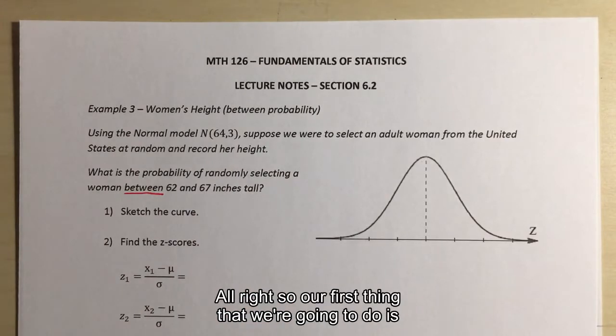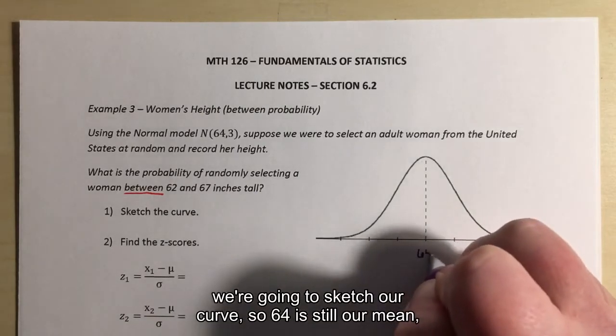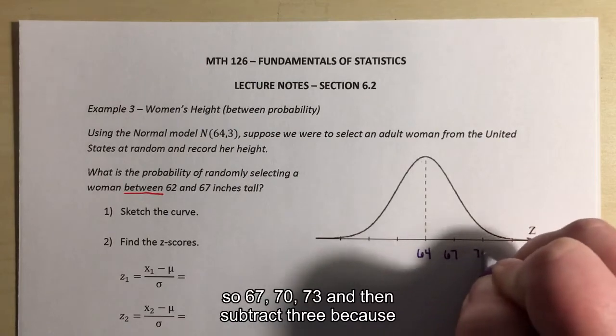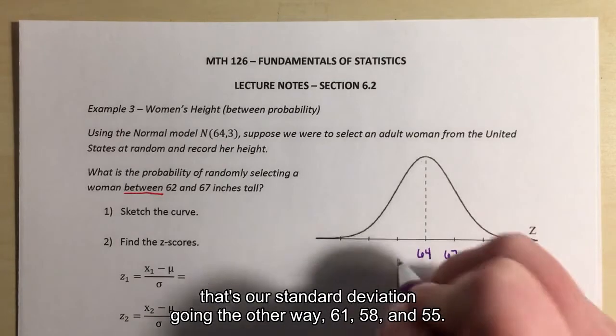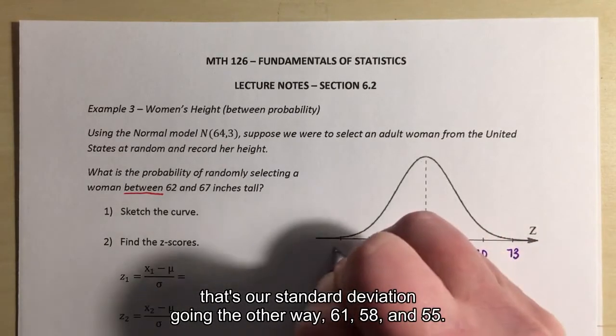All right, so our first thing is to sketch our curve. 64 is still our mean. We're still going to add 3 going this way: 67, 70, 73. And then subtract 3, because that's our standard deviation, going the other way: 61, 58, and 55.